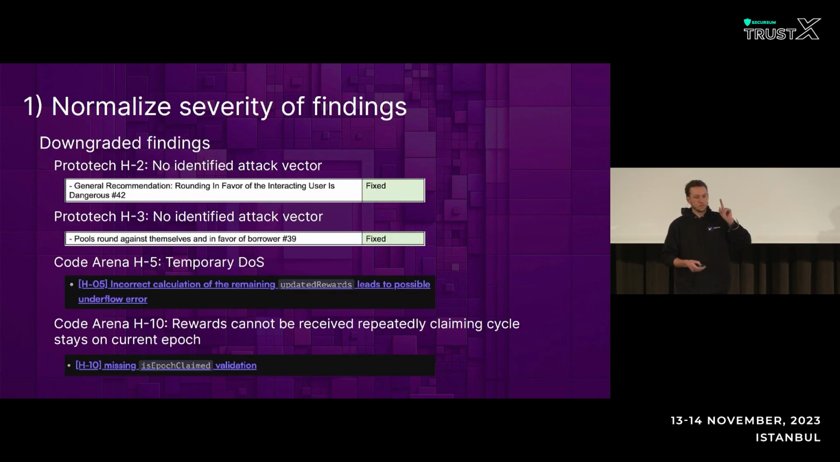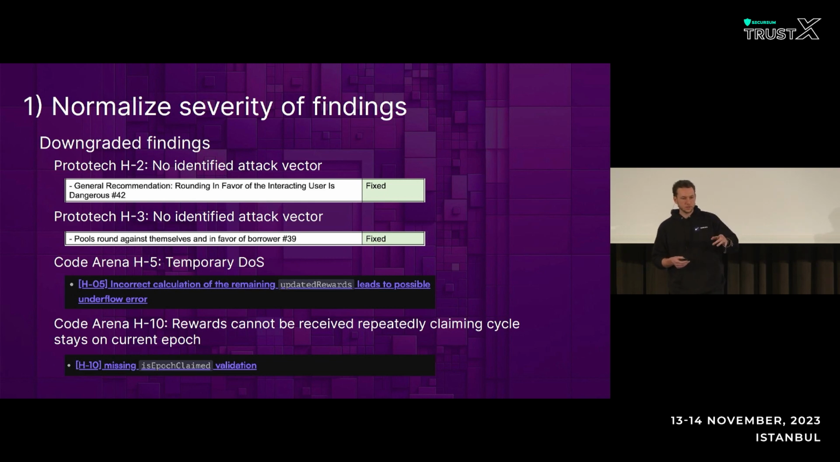We're going to apply Sherlock's judging to that, and after we do that, we ended up downgrading 4 of those high/critical findings. 2 from Prototech were about rounding, and there was a great talk about rounding just now, but they didn't show a clear attack vector for how the rounding issue could result in a critical vulnerability.